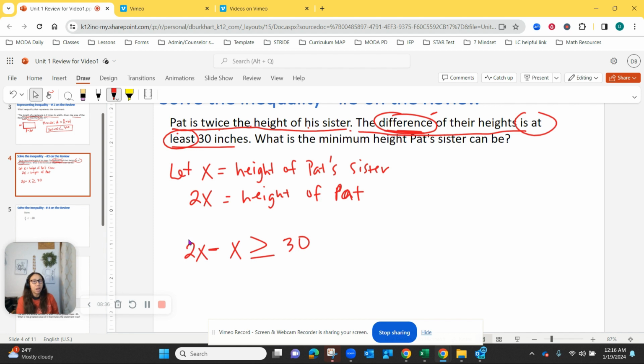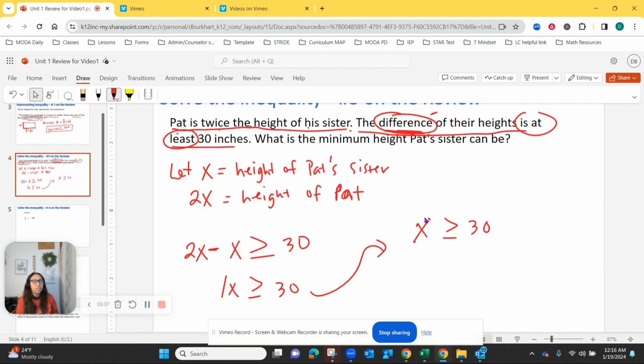But on the left side of our inequality, it can be simplified because they are like terms. So 2x minus x would give us 1x, or just x, greater than or equal to 30. So I'll just put x greater than or equal to 30.